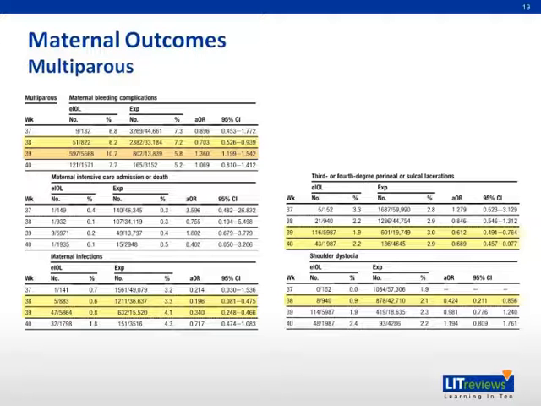With regards to maternal infections, elective induction of labor had better outcomes during the 38th and 39th week. For 3rd or 4th degree perineal or sulcal lacerations, there was significant difference in the 39th and 40th week. For shoulder dystocia, there was a difference seen in 38 weeks.